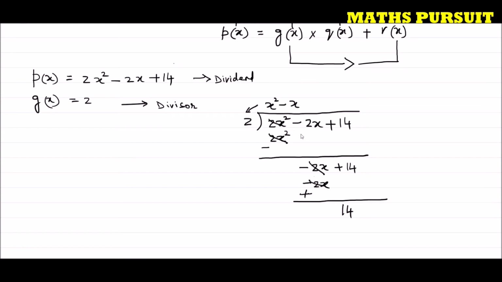Now guys, what should I multiply with the divisor 2 so that I can get 14?